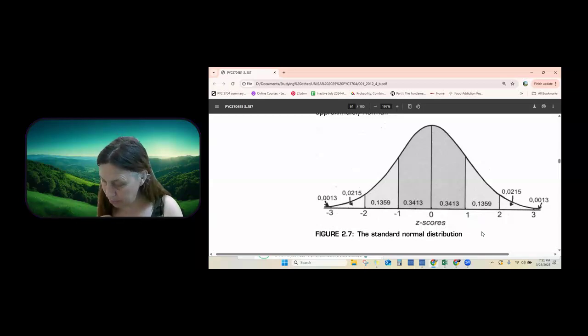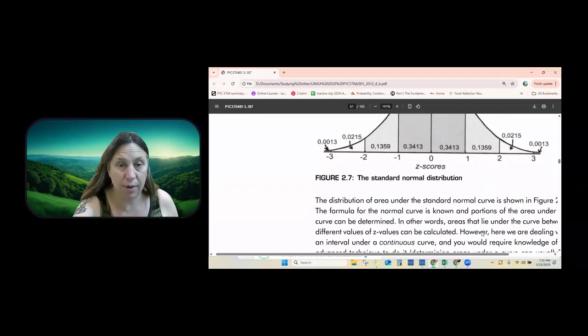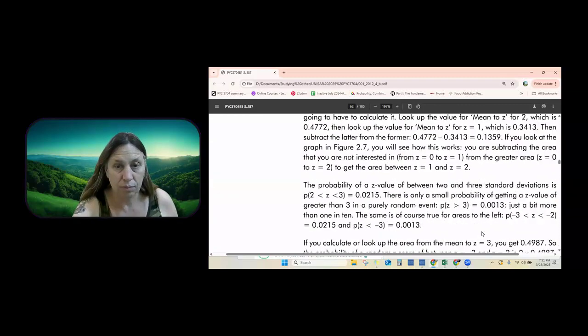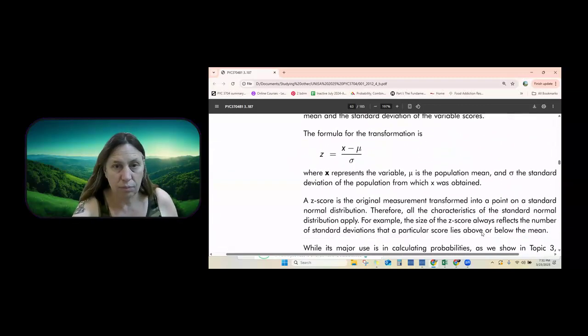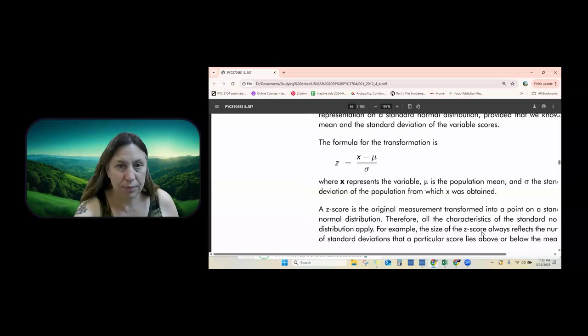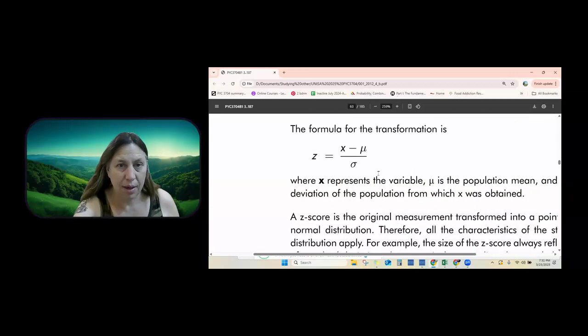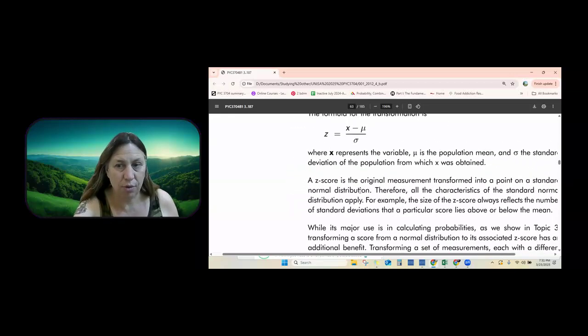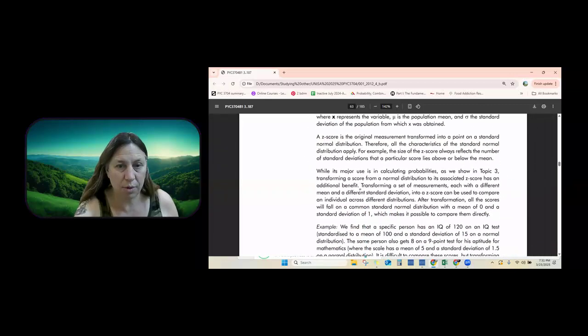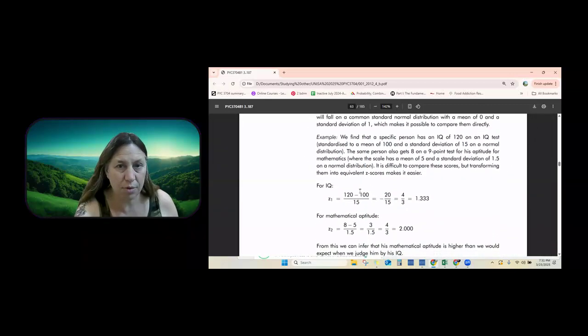Let me scroll over to page 55. There's our formula. X is the variable, minus mu, the mean, over sigma, the standard deviation. If we do this with a few simple examples, it's nice and easy.